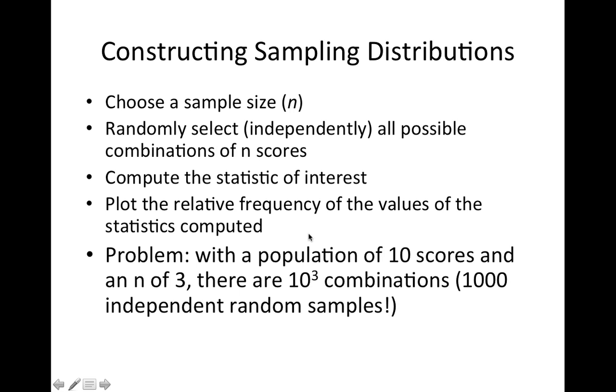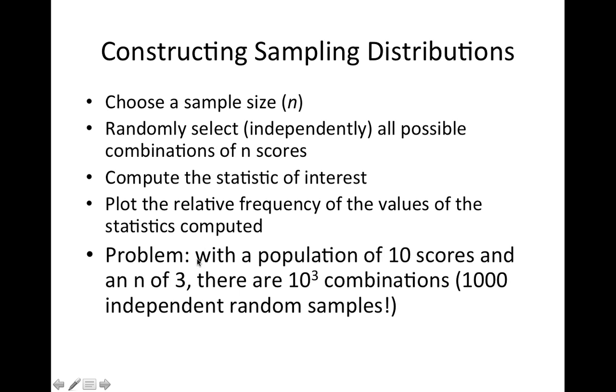How do we construct sampling distributions? Well, you have to choose a sample size. Every sampling distribution is based on some sample size. We randomly select all possible combinations of n scores, we compute the statistic of interest, and we plot the relative frequencies of the values of the statistics computed. Now, we did this already with the de Moivre demonstration in Excel, and what we computed was proportion. We computed the proportion of heads, which is a statistic, and then we plotted the relative frequency of those proportions, or the proportions of those proportions, and got our sampling distribution.